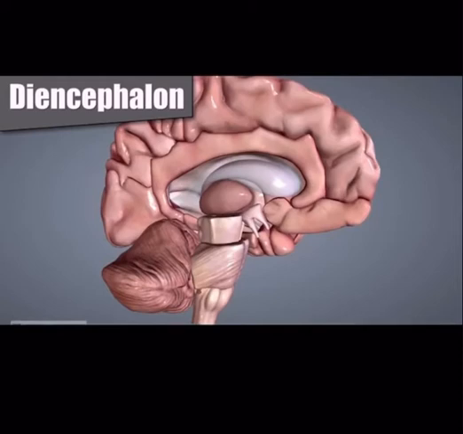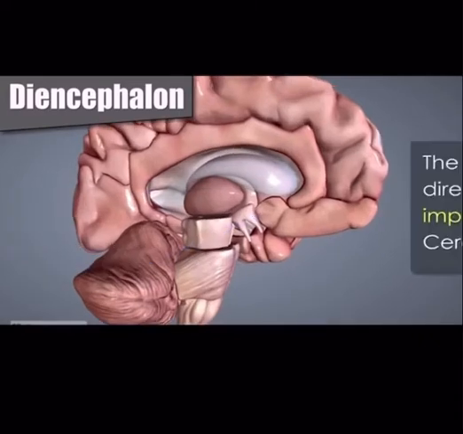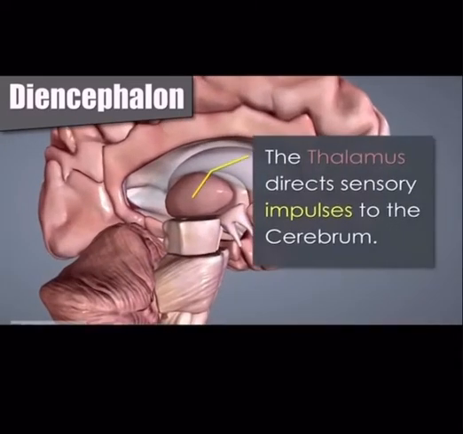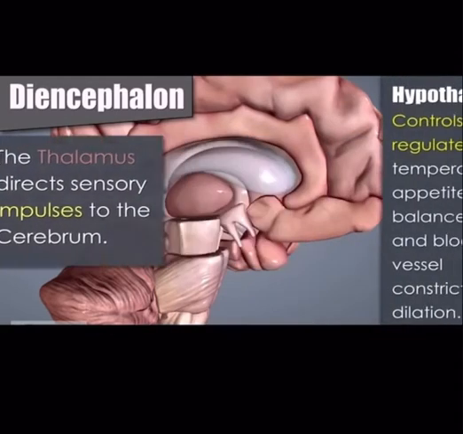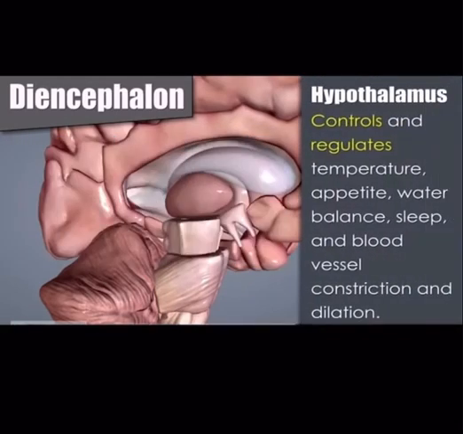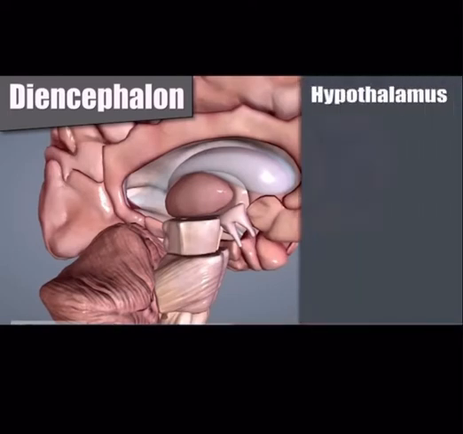It contains two structures: the thalamus and the hypothalamus. The thalamus behaves much like a relay station, directing sensory impulses to the cerebrum, and the hypothalamus regulates autonomic nervous system functions such as temperature, appetite, water balance, and sleep, and at the same time blood vessel constriction and dilation. The hypothalamus also plays a role in emotions such as anger, fear, pleasure, pain, and also affection.